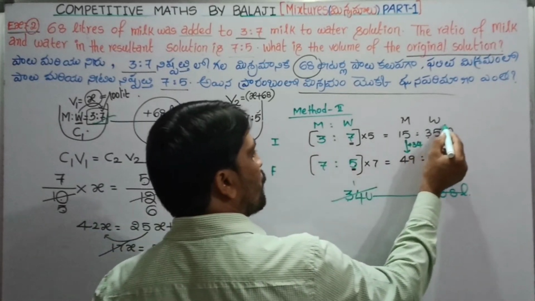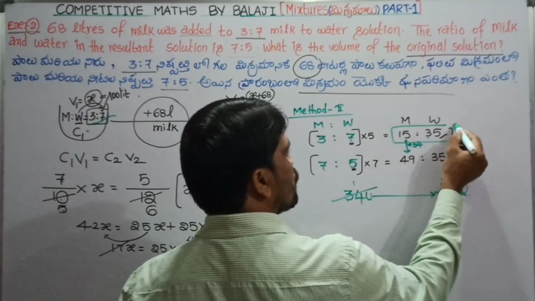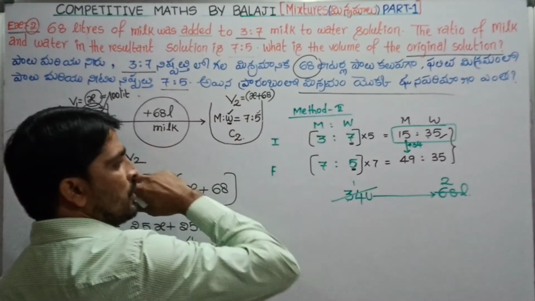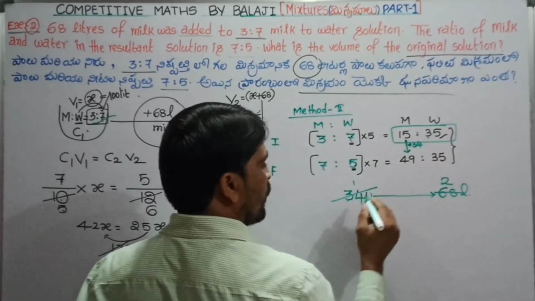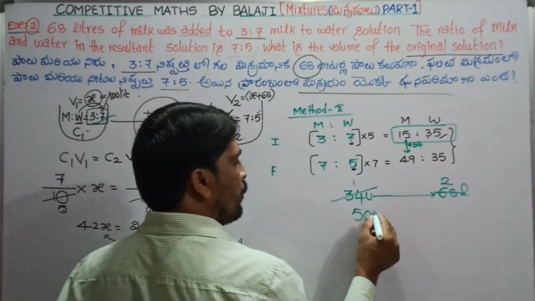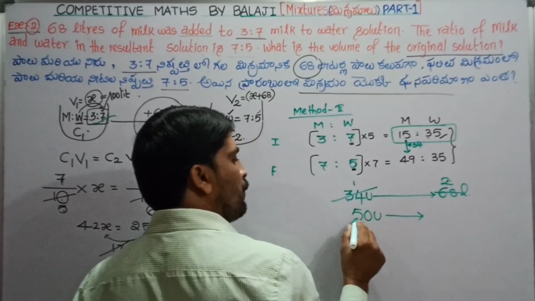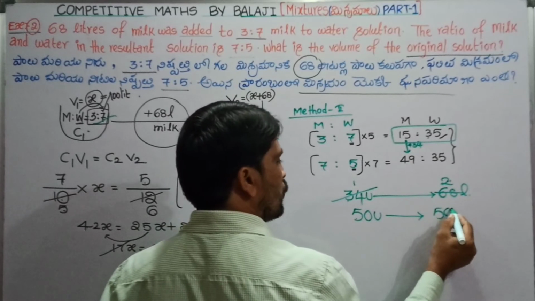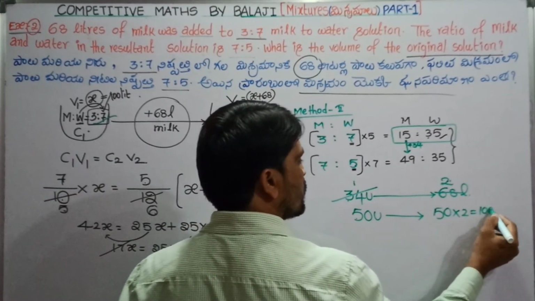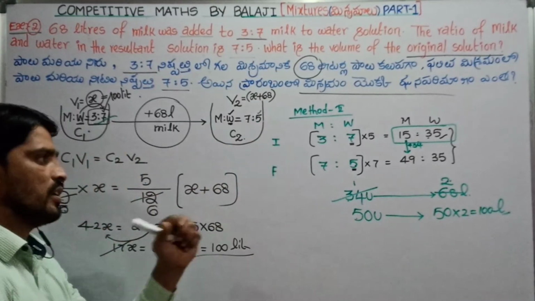Initial volume is nothing but, this is the initial ratio of milk to water in the initial mixture, 15 plus 35, that is 50 units. 1 unit value is 2 liters. So 50 units value is 50 into 2, that is 100 liters. Okay, this is our shortcut method.